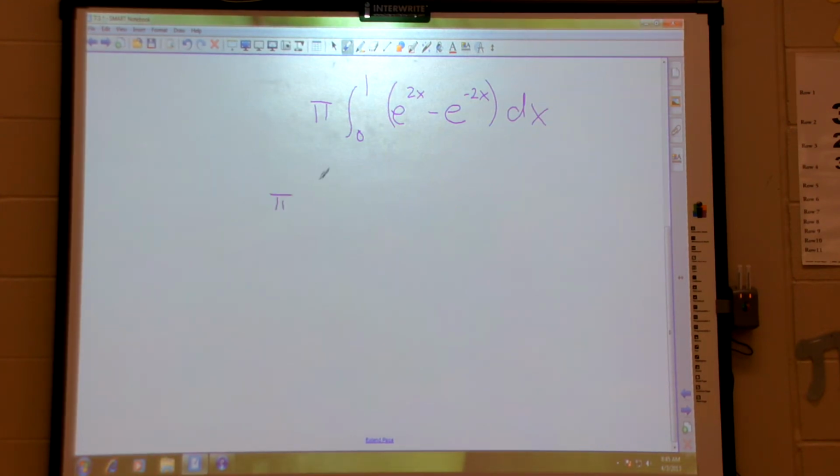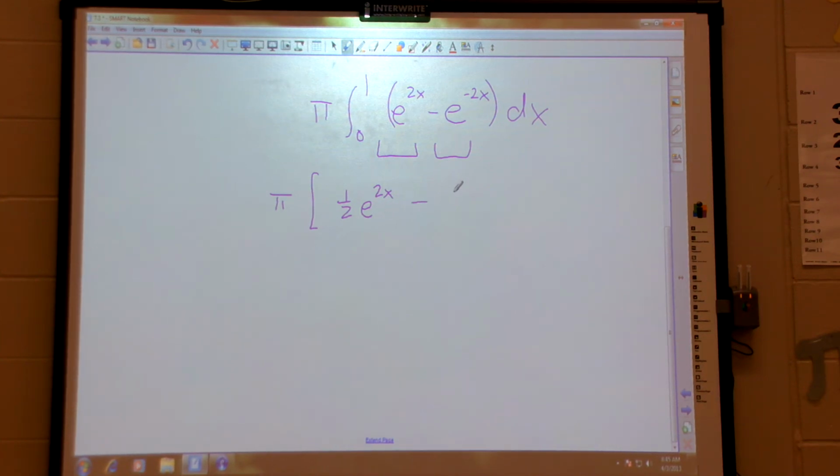What is an antiderivative? 1/2 e to the 2x. Not 2e, we have to compensate by 1/2. And you can check it. Take the derivative. e to the 2x times an extra 2, that'll make it go away. But if you want, you can break this up into 2 separate integrals and do substitution on each. Okay? If that confuses you.